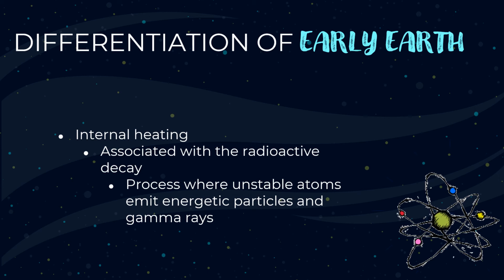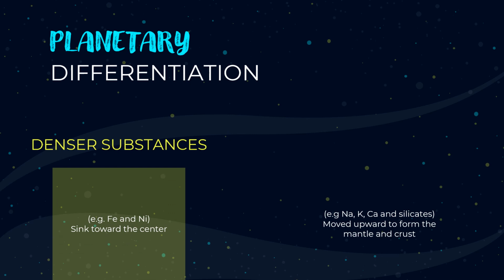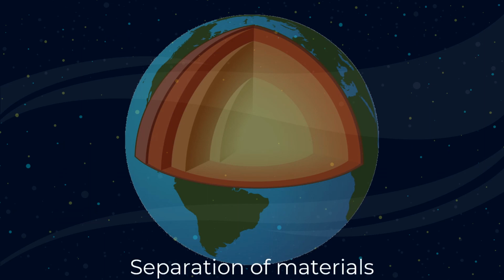Moreover, due to gravitational force, denser substances such as iron and nickel sank toward the center in a process called planetary differentiation. The less dense materials such as sodium, potassium, and calcium, including some silicates, moved upwards to form the mantle and the crust. This separation of materials creates the compositionally distinct layers of Earth, each with its unique physical and chemical behavior.